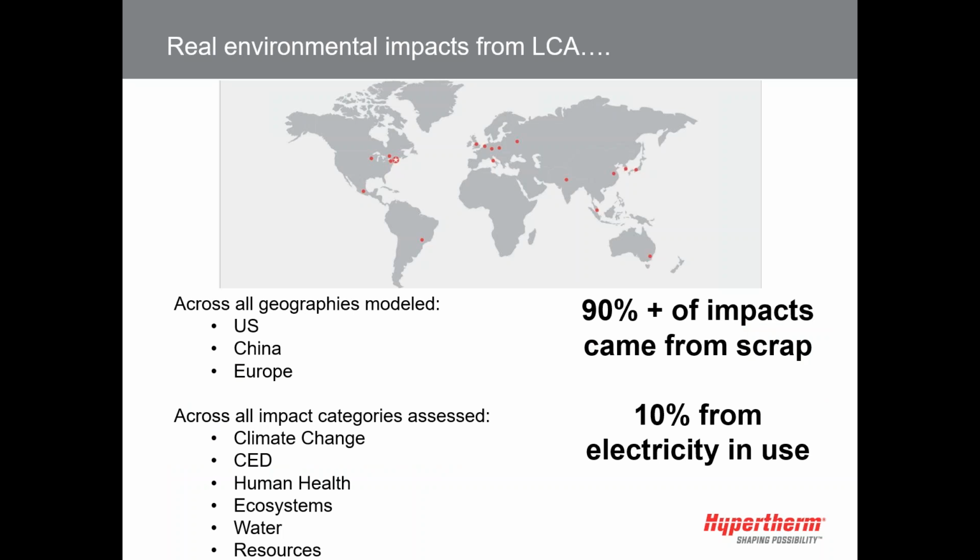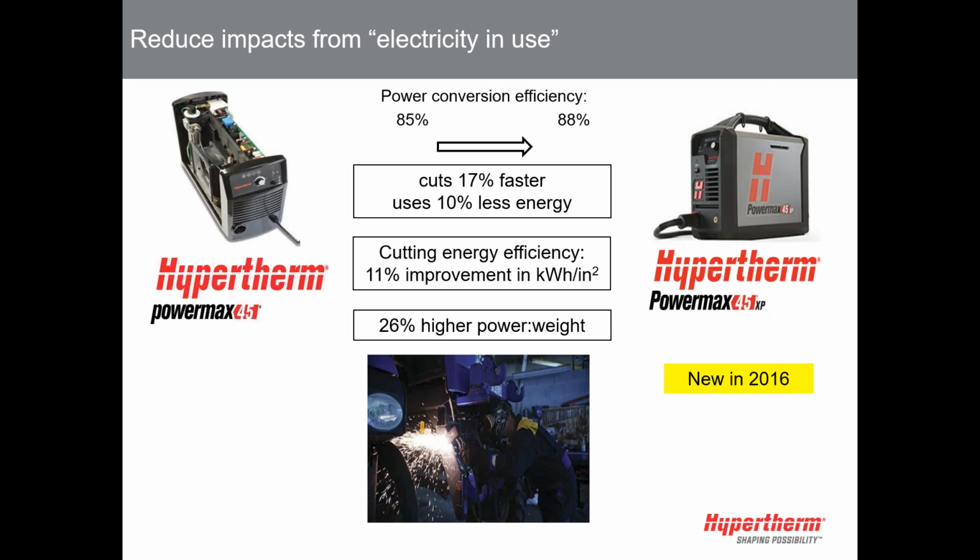And that's true across all of the geographies that we modeled, and it's true across all of the impact categories. So it ends up about 90+% of the impacts are from that scrap, and the second place is a distant second place, and that was what our hunch was, the electricity of our products while they're being used. Next slide.